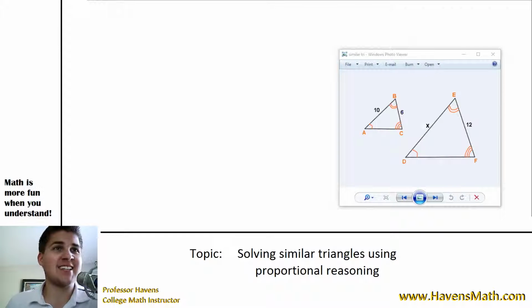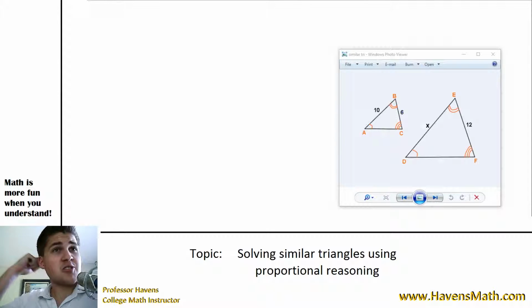Hey guys and gals, next little topic at your request is to talk about similar triangles a little bit and how we solve similar triangle situations. So we'll start off with a simple example, and then we'll do an example from the practice test.